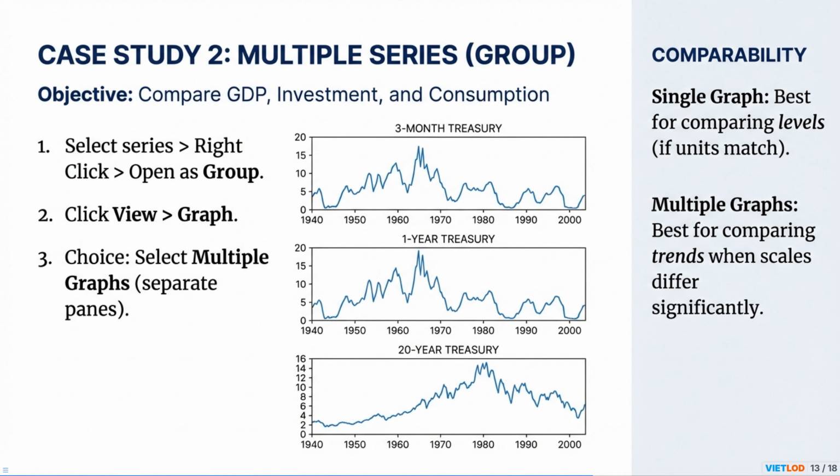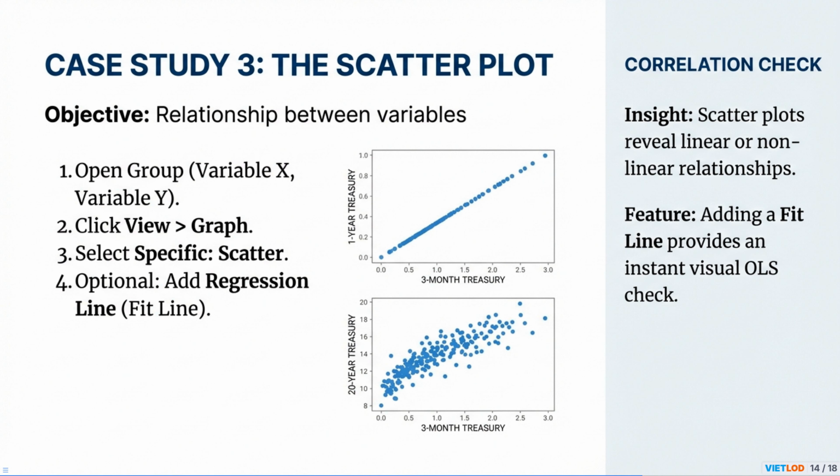A single graph is best for comparing the levels of variables, but only if their units and scales are similar. If the scales differ significantly, we must use multiple graphs in separate panes. This is better for comparing their trends and patterns of movement, as each series gets its own y-axis.